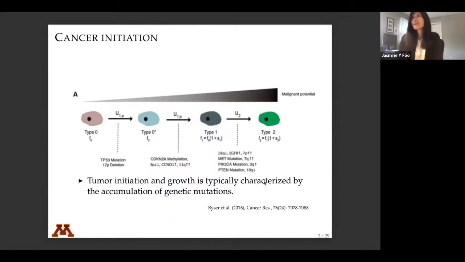Okay, so cancer typically initiates and progresses via the accumulation of genetic mutations. And here is an example of the mutations that are involved in the initiation of head and neck squamous cell carcinoma, which is a type of cancer that affects the linings of the oral cavity. So you might start out with an initial cell that's maybe undergoing some kind of clonal expansion, and one of its progeny picks up a mutation that leads to another clonal expansion, and so on.